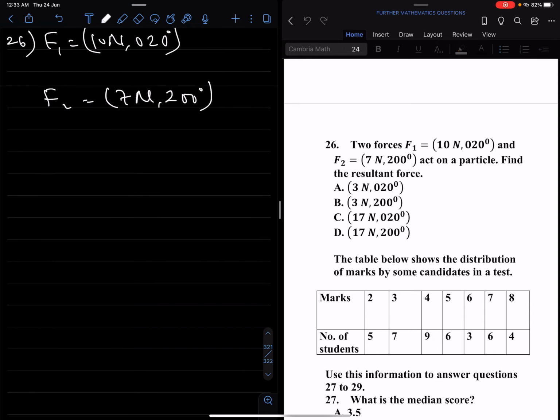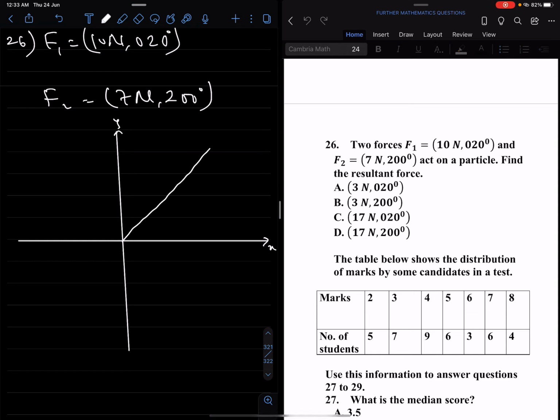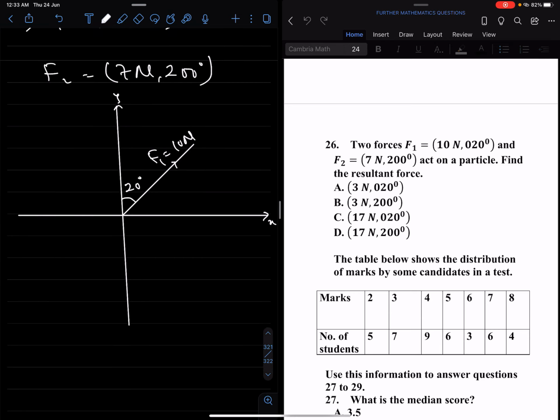So okay, let's go this way. Let's have a sketch here. Let this be the horizontal axis and this is vertical. F1, which is acting at angle 20 degrees. This is F1. Force F1, which is 10 newtons, acts at angle 20 degrees. So this is 20 degrees. Now if that's 20 degrees, that simply means this is 70 degrees.